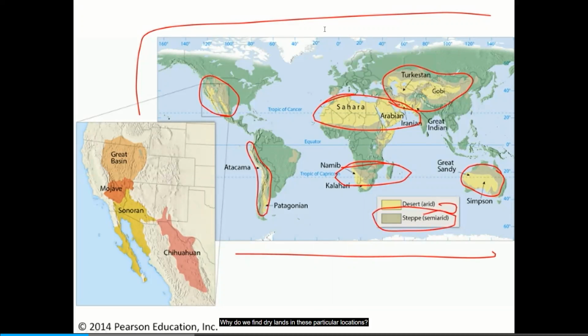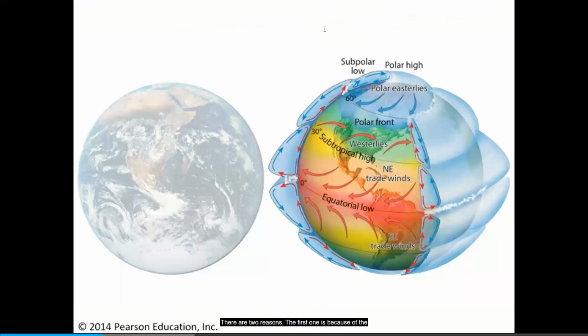Why do we find dry lands in these particular locations? There are two reasons. The first one is because of the circulation of air in Earth's atmosphere. Now, you know the equator gets hit most by the sun, which means it tends to produce lots of warm air, and that warm air rises away from Earth's surface. As it rises, it takes with it a load of water vapor, and that water vapor cools off at higher levels in the atmosphere, causing it to condense and then precipitate. So the tropics tend to be very warm and very wet.